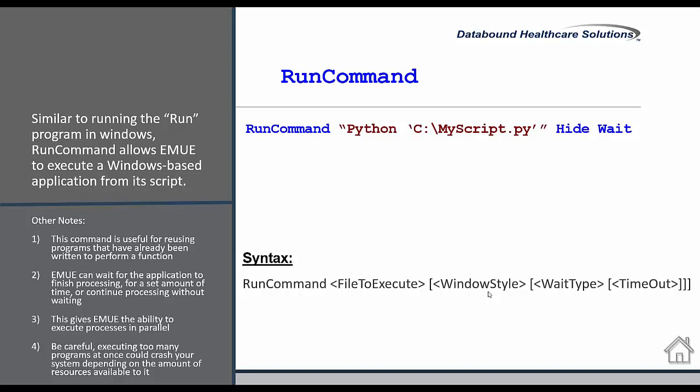The wait type is either to wait or not wait. And then timeout is an optional parameter that allows us to say how long we want to wait for this application to complete. If I say wait with nothing after it like I have here, it's going to wait forever for that script to finish processing. If you say wait 15,000 milliseconds, then it's only going to wait for the 15 seconds that you specified and continue on after that.